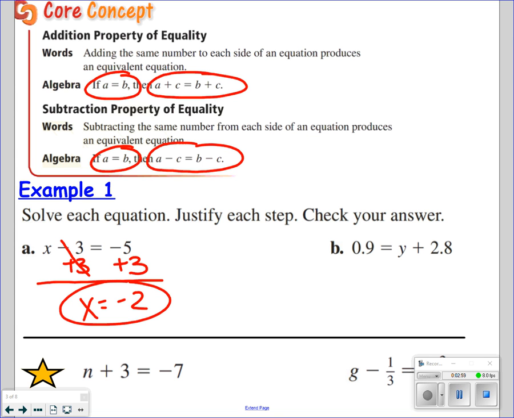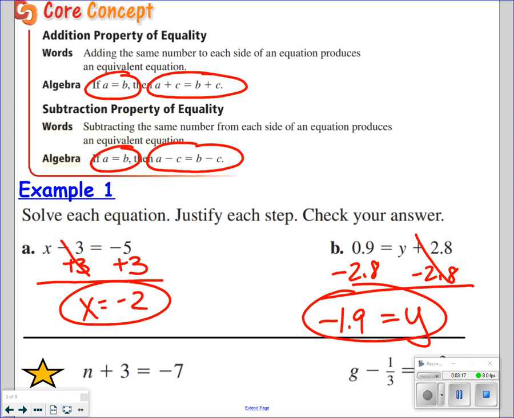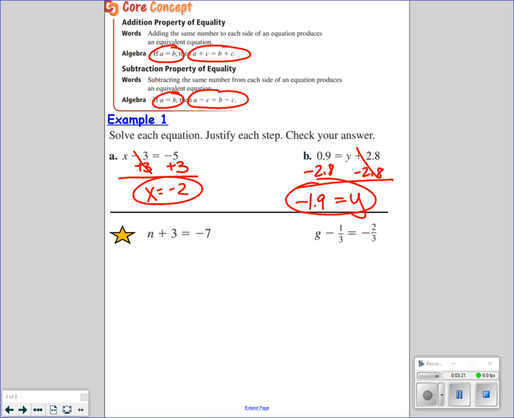Next one, same thing, just dealing with decimals. And yes, you are allowed a calculator. I know how sometimes in middle school you are not allowed a calculator. You are allowed a calculator, so if you want to grab a calculator, you can. 0.9 minus 2.8 is negative 1.9. So the last two, go ahead and try those two on your own. Hit pause for a second.